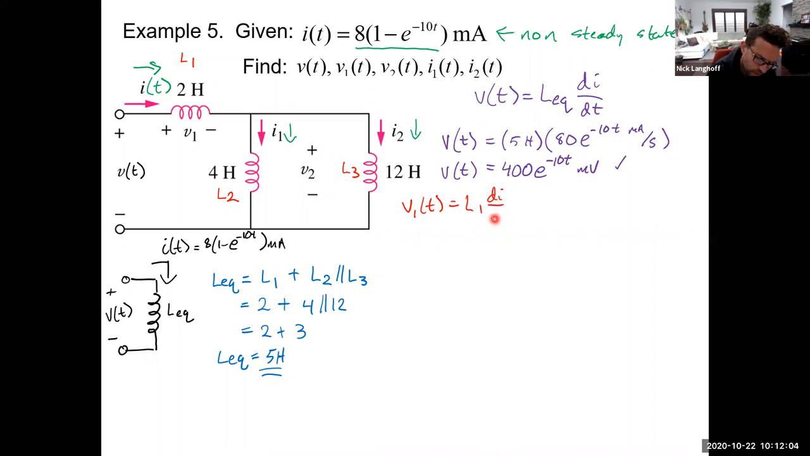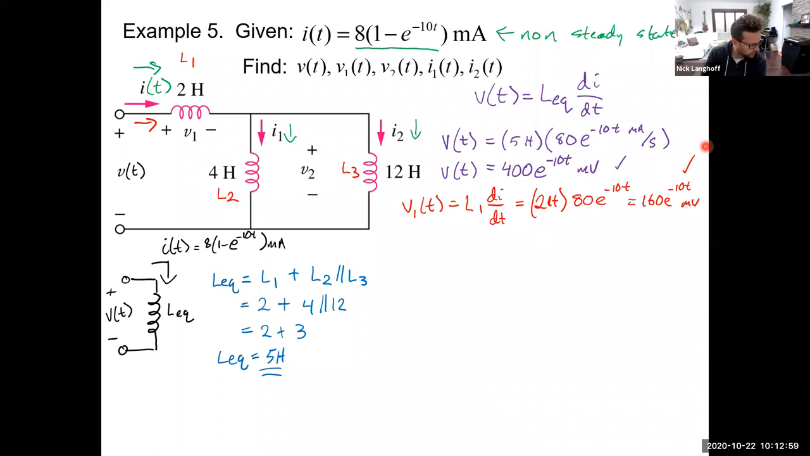And we already know the current flowing through L1, that's been given, it's I of t. And we know the value for L1, so that's just equal to 2 henries times, we already know the value for di dt, we already found that it's 80 e to the minus 10 t. And so 2 times that, remember the units of that 80 e to the minus 10 t is milliamps per second. And so that's going to be 160 e to the minus 10 t millivolts. All right, so now we have V1 of t.